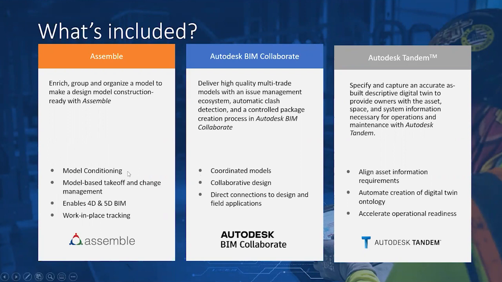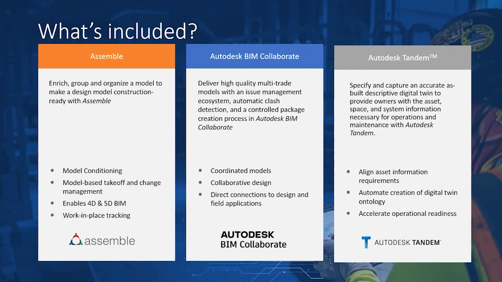Again, many of these are the same points I hit on just a few moments ago. One of the things we didn't mention was the ability to enable 4D and 5D BIM capabilities within Assemble as well. With BIM Collaborate, we are able to deliver high quality multi-trade models. It has an issue management ecosystem, automatic clash detection, and a controlled package creation process using the BIM Collaborate licensing, as well as the different modules that are included with it. And then last, and I really focus heavily on it, Autodesk Tandem.